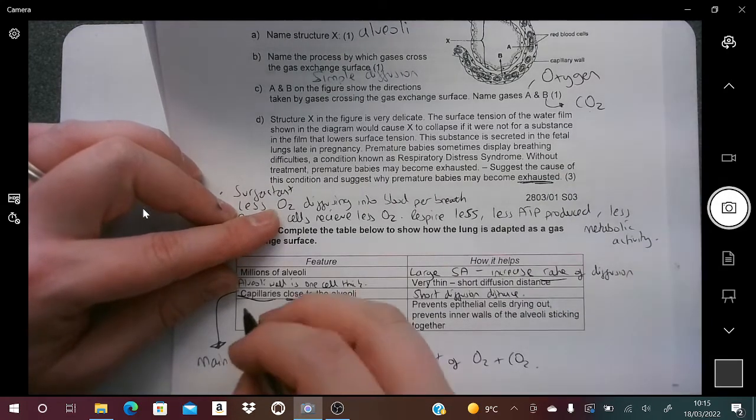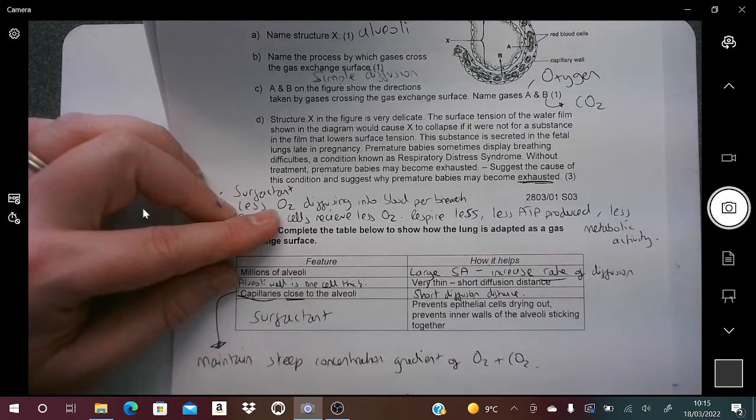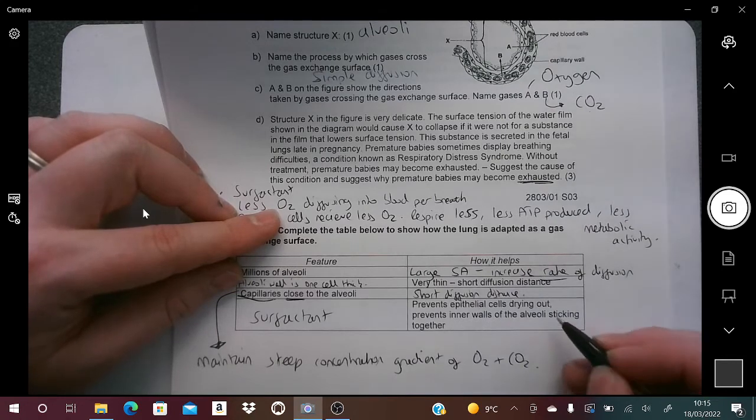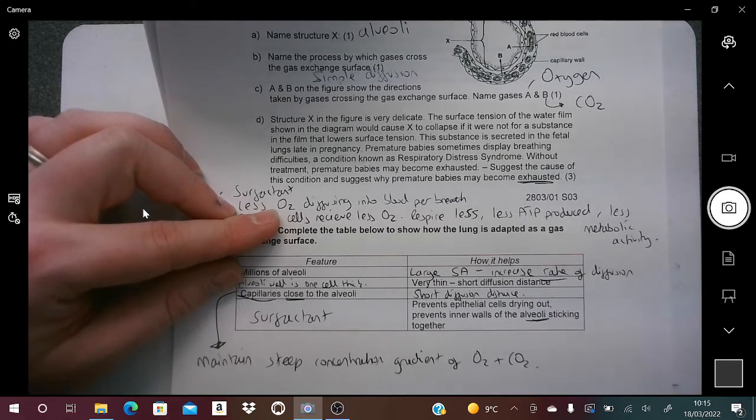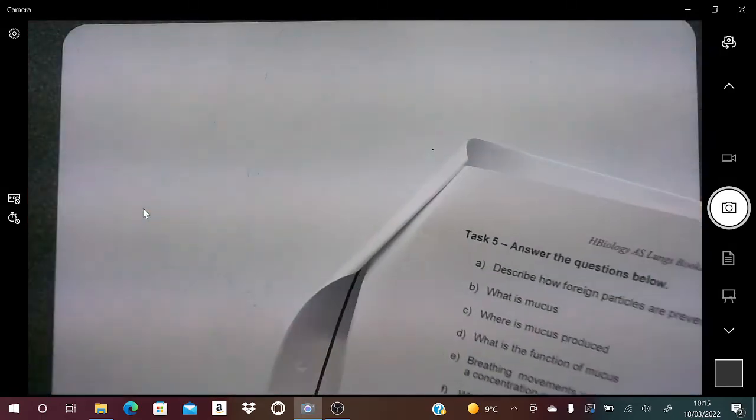The one at the bottom, that's your water film with surfactant. Surfactant reduces the surface tension, so it means the moisture won't stick the alveoli together, there won't be hydrogen bonds between adjacent alveoli bits of water, and it allows them to expand and prevents them from collapsing in on themselves, which is helpful. Okay.